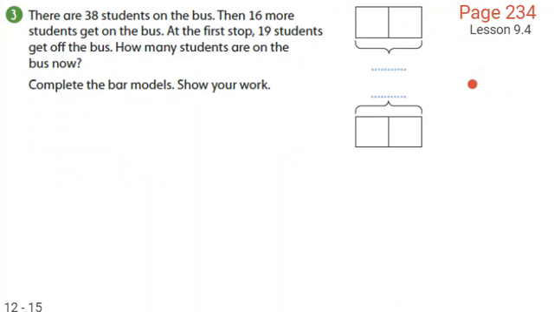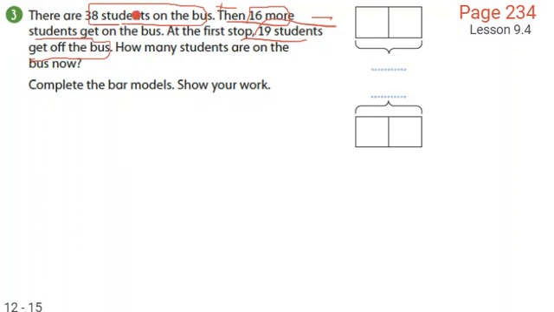Let's reread this. There are 38 students on the bus, so there's 38 right now. Then 16 more students get on the bus. Oh, 16 more, so that's going to be addition. At the first stop, 19 students get off, so step number 2 is going to be a subtraction. I want you to figure out how many students are total here first. So this plus this is that unknown. And then 19 students get off, so you have to take away from that whole.